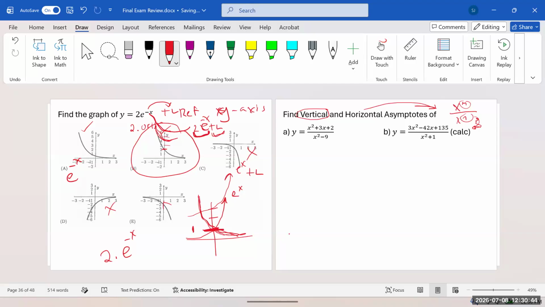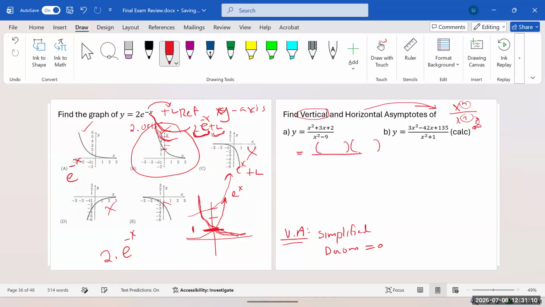Simplify the denominator. Vertical asymptote is the simplified denominator equals 0, not the original. The original denominator tells us the domain. Simplified denominator tells us the vertical asymptote. Okay, that means you have to simplify.